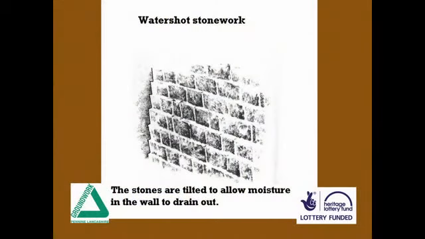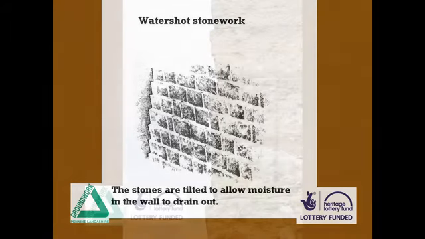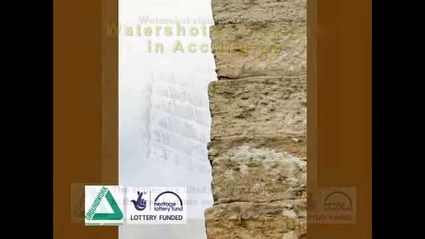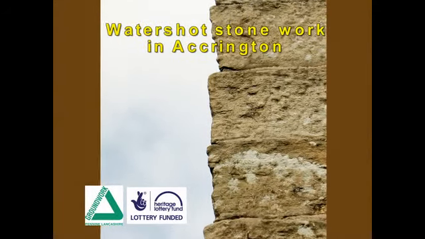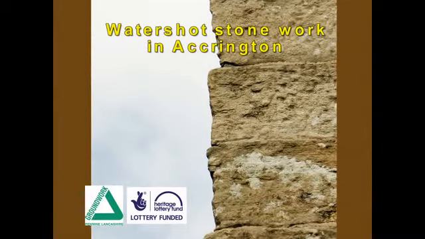Water-shot stone is a way of building using shaped stones that were set at an angle in such a way that they let water drain away from the surface of the wall. This method of building became rare after 1840 because of the time it took to dress the stone and then build with it, as each stone block had to be accurately cut in the quarry.